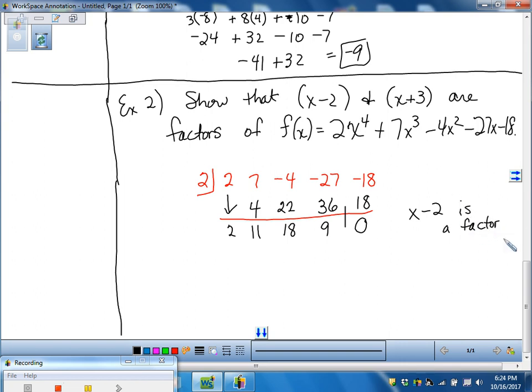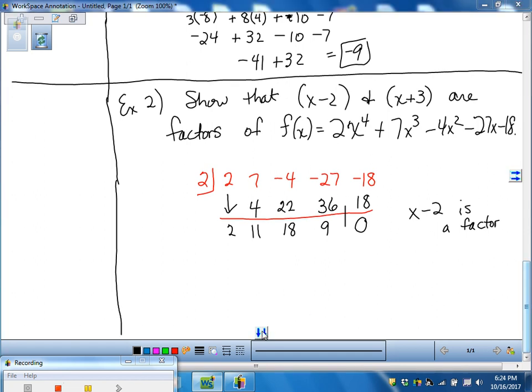So we know that x minus 2 works. Now, what remains is my new function. So now I have the function going down. Remember, it goes down 1 degree. So we've got 2x cubed plus 11x squared plus 18x plus 9. Now we want to see, is x plus 3 a factor?